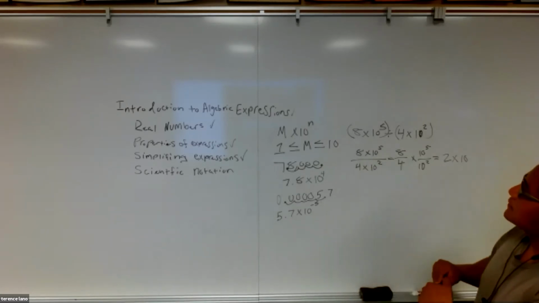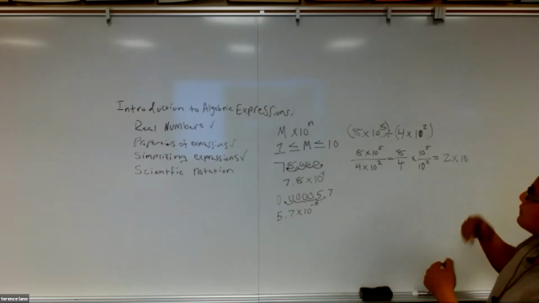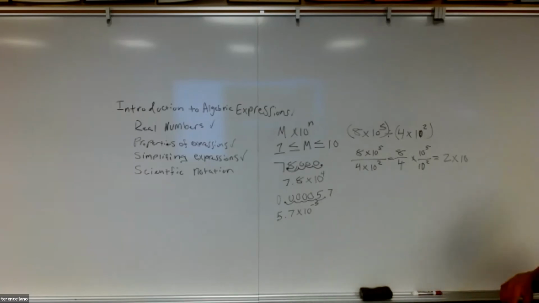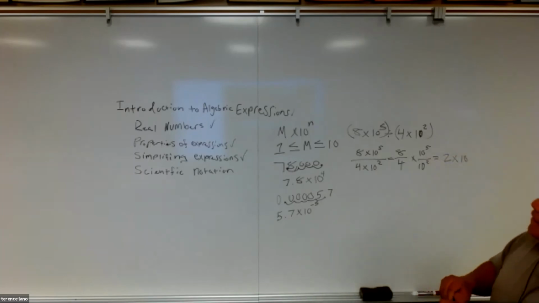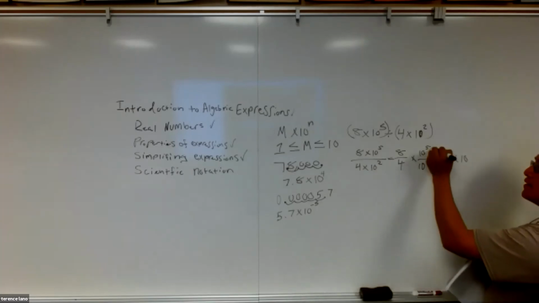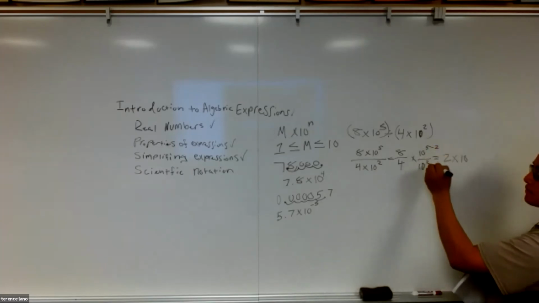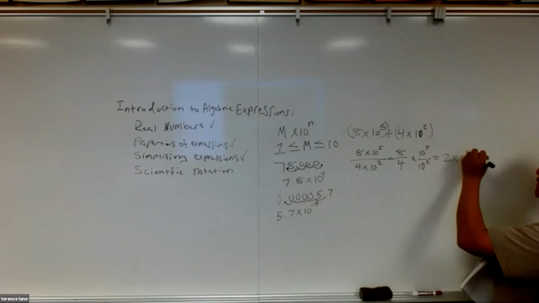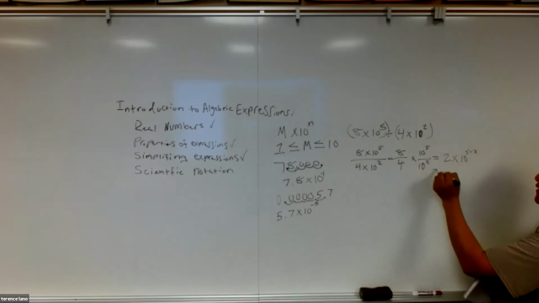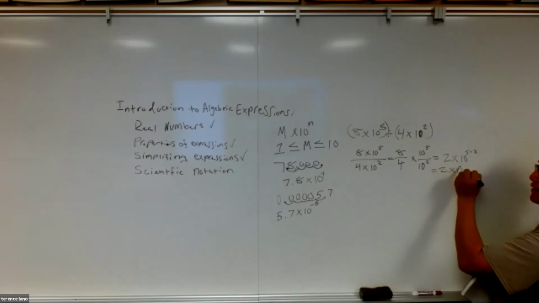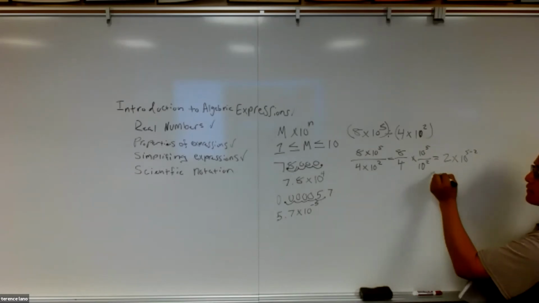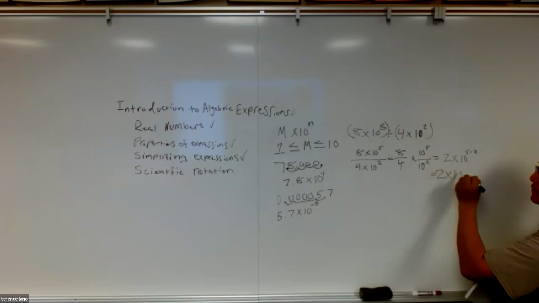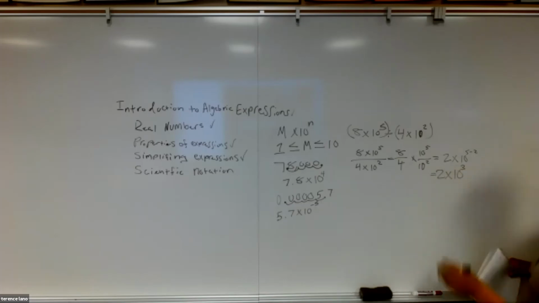In the multiplication of scientific notation, we added. But when we're dividing scientific notation, these exponents, we're going to subtract. So it's going to look like 10 minus 2 here. Or I should rewrite that over here. 5 minus 2, which is going to equal 2 times 10 cubed.